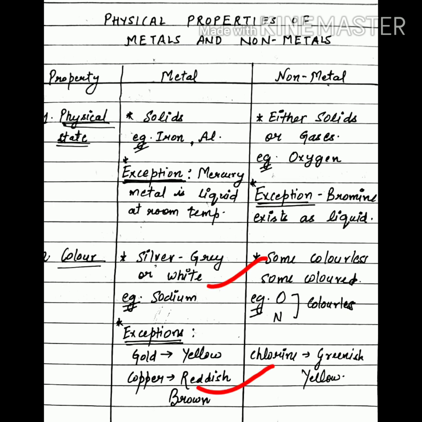For example, oxygen and nitrogen are non-metals and they are colorless. But chlorine is greenish yellow, which is an exception.